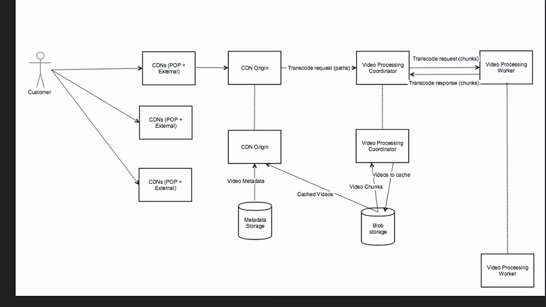Here's a slightly different view of it in a diagram format. The one thing I haven't mentioned is the metadata storage. When the CDN origin receives a request for transcoding one of these variants, it looks up the metadata storage for where the chunks are and how long each chunk is, so that it can do the math on exactly what transcode request it needs to generate.